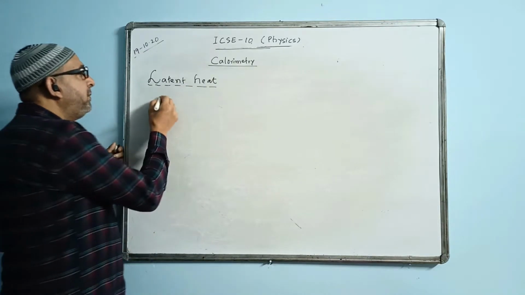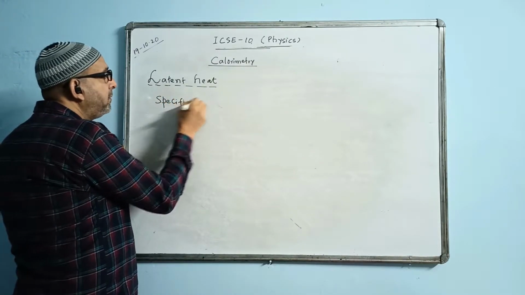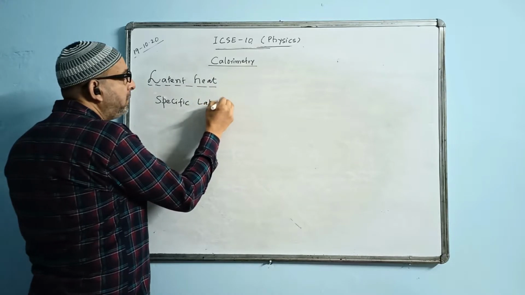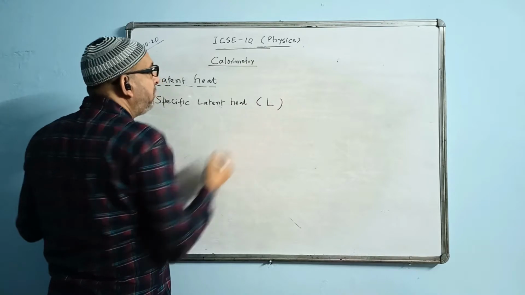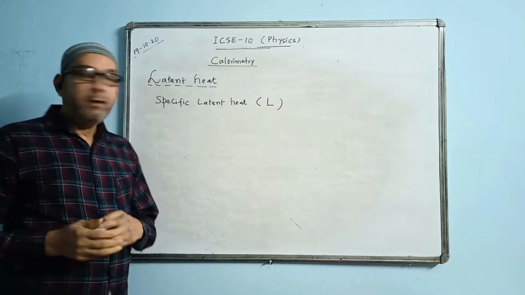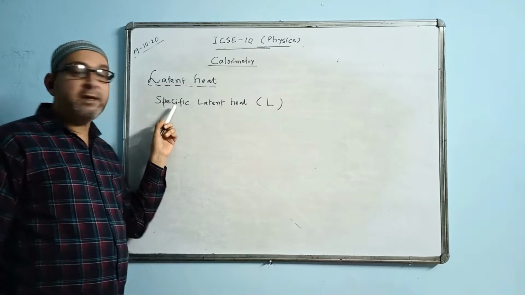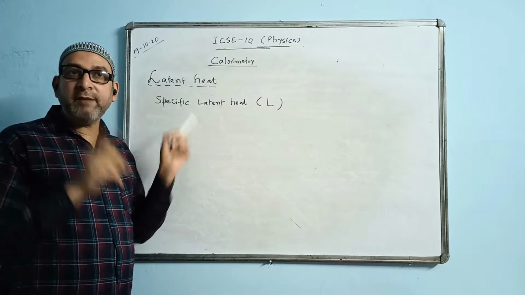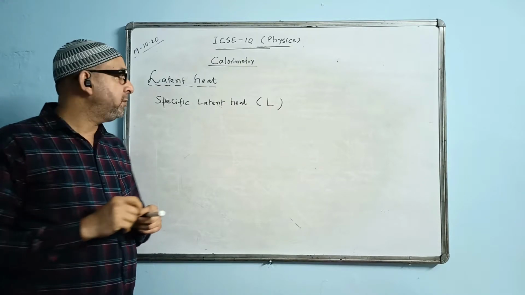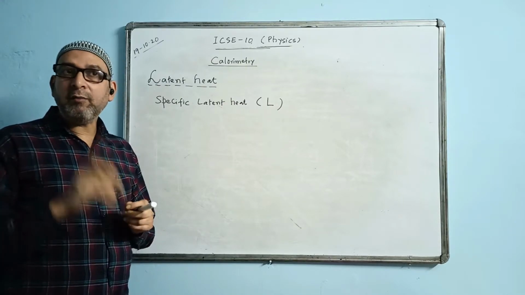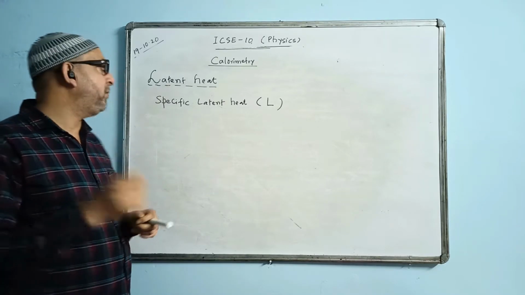Then after that we will be writing specific latent heat, denoted by the symbol capital L. The word specific means unit mass. Whenever you see the word specific, that means unit mass. Mass should be either 1 kg or 1 gram. In SI unit it should be 1 kg and in CGS unit it should be 1 gram.